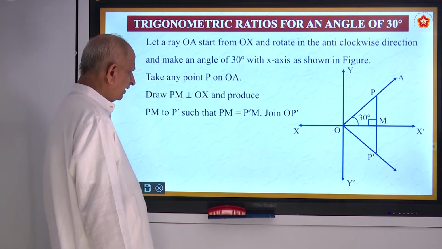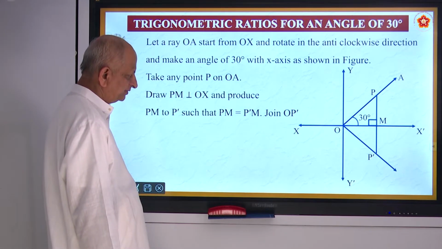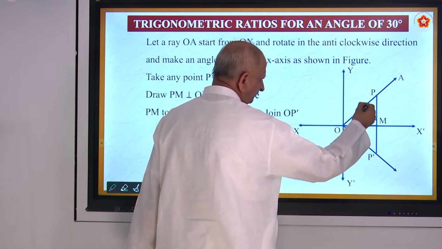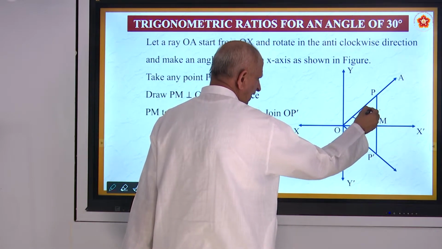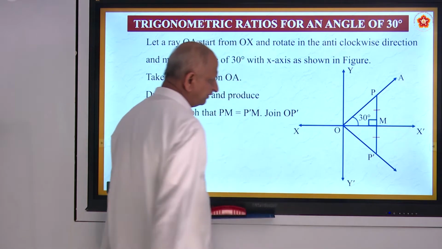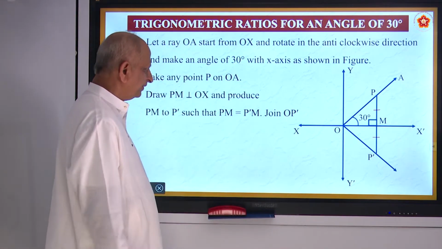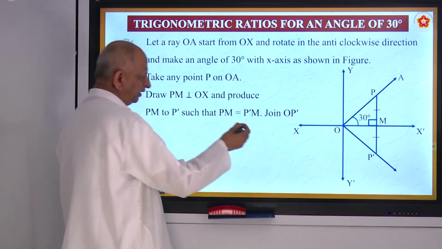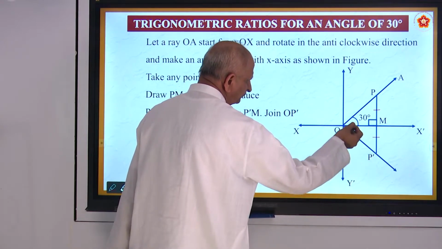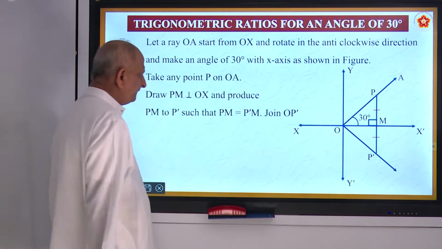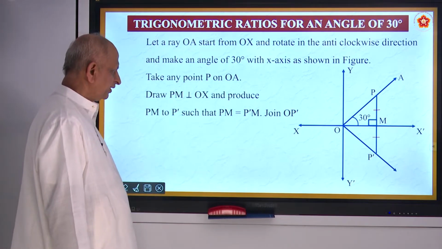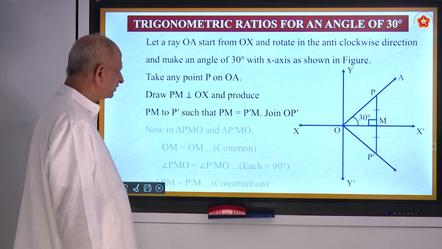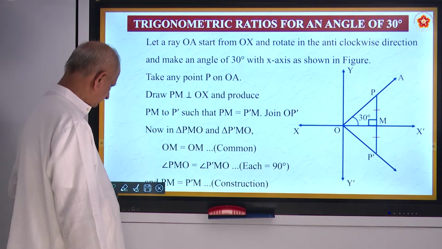And produce it to P dash such that PM is equal to MP dash. So PM is equal to P dash M. These two are equal. So you have to produce it in such a way that that angle will also become 30 degrees. So you have to produce it down. So you are drawing a ray called OP dash such that PM is equal to MP dash. Okay, and join OP dash. Followed?